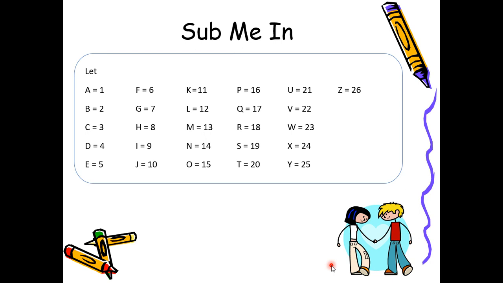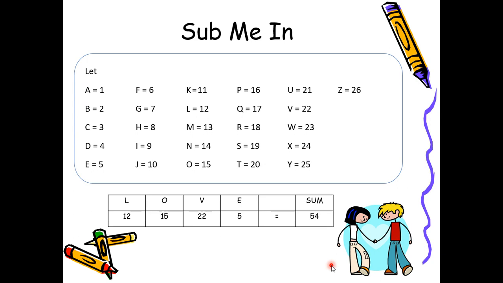So, let A be 1, B is 2, C is 3, and so on and so forth until letter Z. What you will do is substitute the corresponding value of each letter. Teacher will give a word, then you will get the value of each letter and add them. We will get the summation.